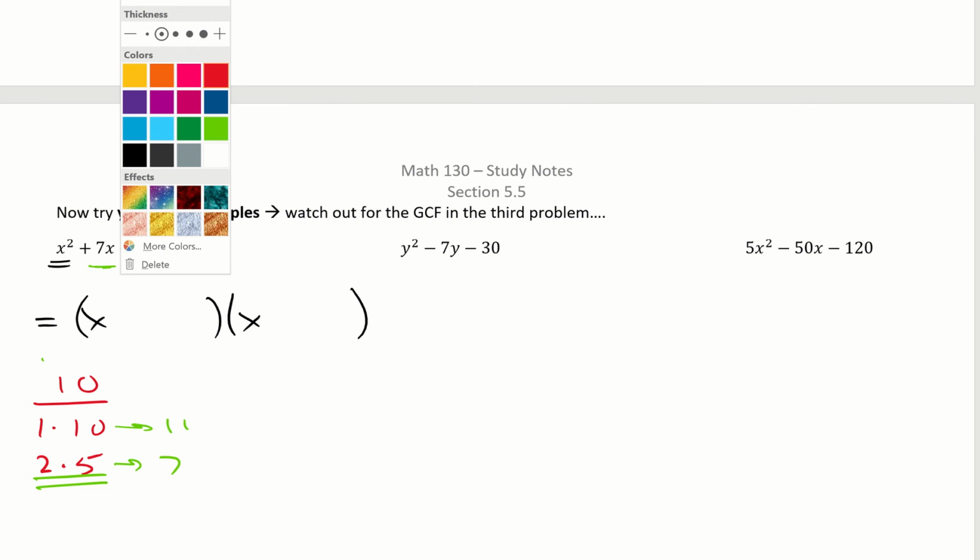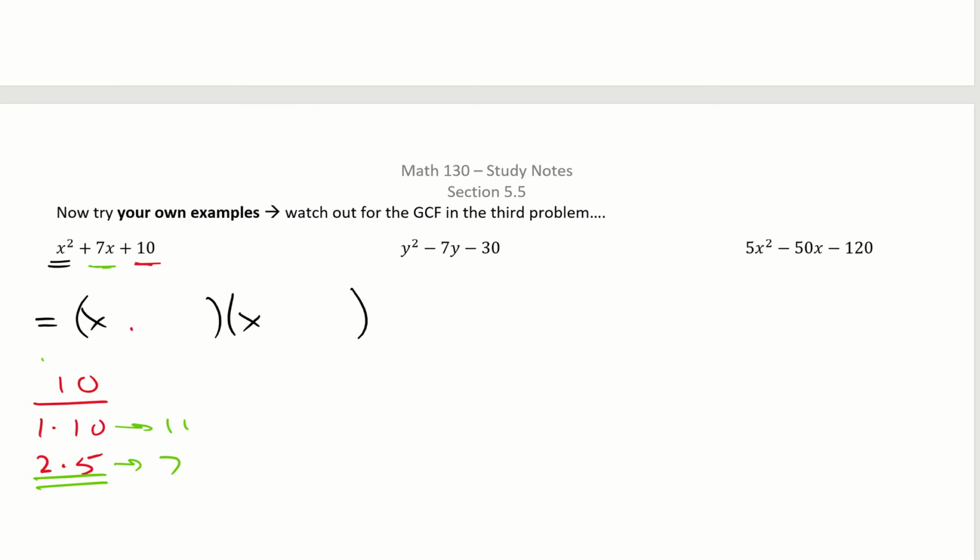So I put those guys in there, right there. I don't care which order I put in. I go plus 2, plus 5, or plus 5 and plus 2. But that's how that one factors. Okay, on to the next one.